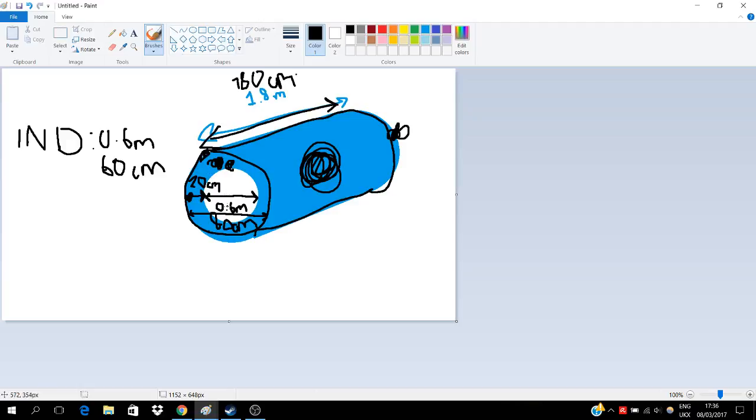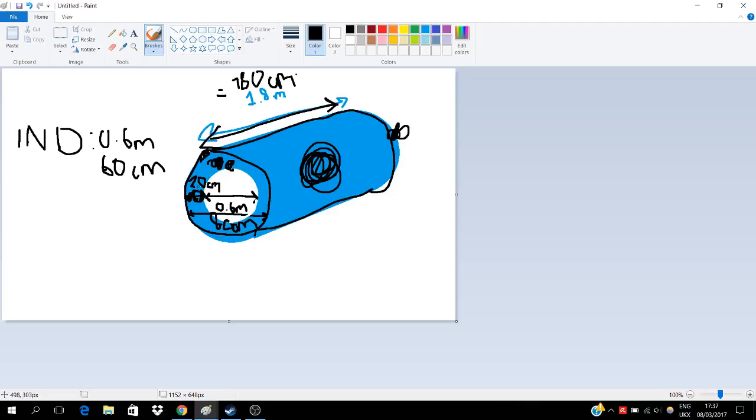Now, this length up here is 1.8 meters, but that also translates to 180 centimeters. Now, what we need to do is find the area of the whole circle. Forget about the white bit. Imagine that this is all blue, one circle. Let's find the area of that circle, because we then find the area of the white circle, and we subtract them.